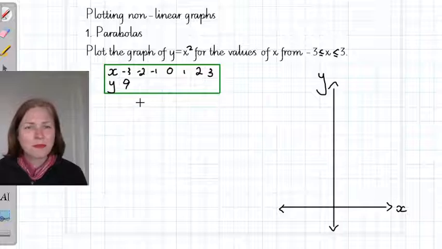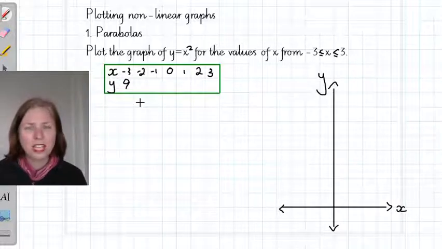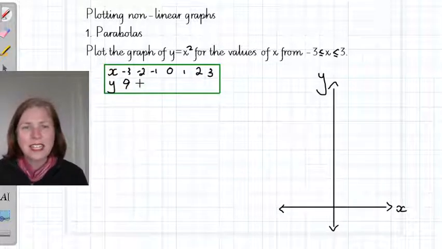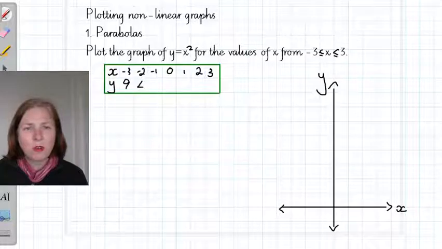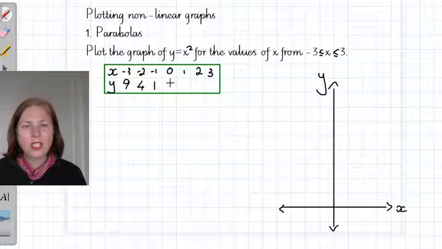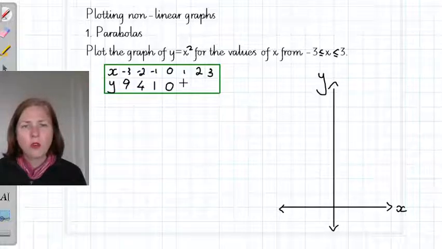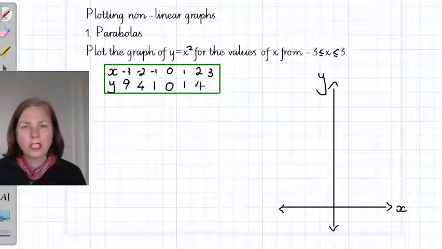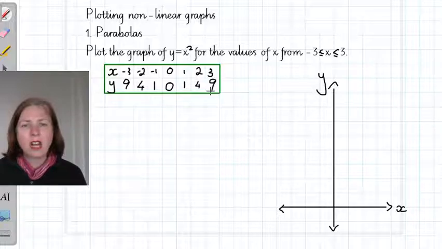Okay, you've paused it, you've done it yourself, and now you're back. Negative 2 squared is going to give me 4. Negative 1 squared will give me 1. 0 times 0, of course, is still 0. 1 squared is 1, 2 squared is 4, and 3 squared is 9.